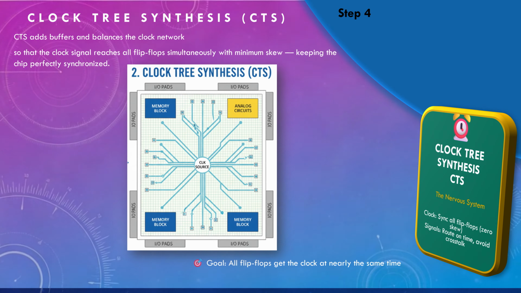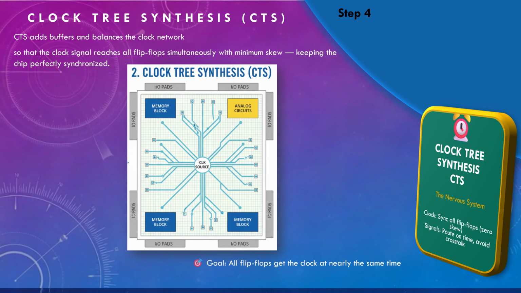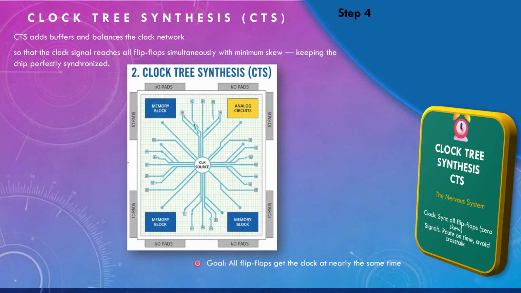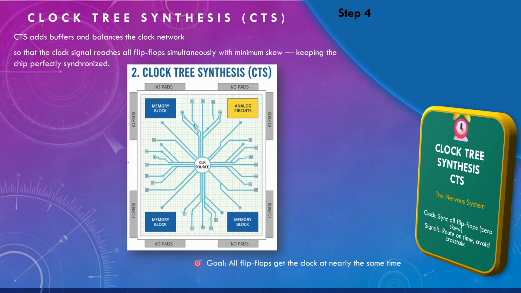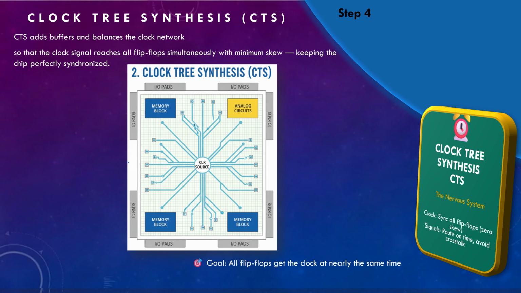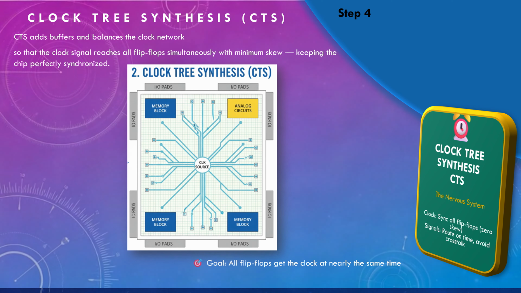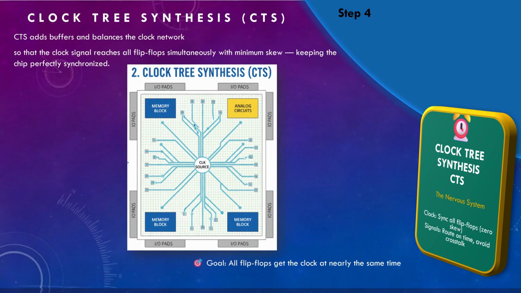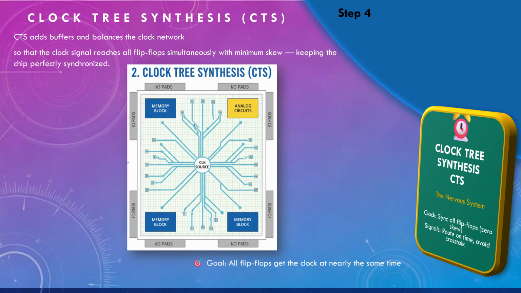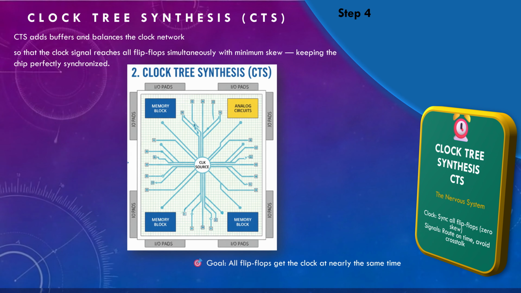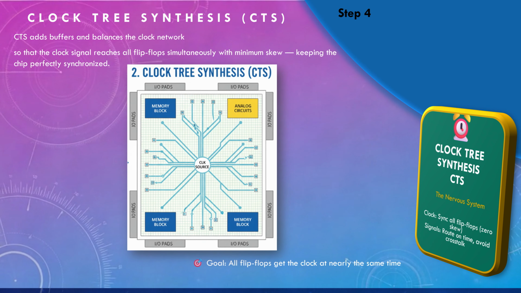Water from the main tank must reach every flat on every floor at the same pressure and at the same time. If the 10th floor gets water late or with low pressure, while the first floor gets it instantly, residents face chaos and complaints. To fix this, engineers add booster pumps and branch pipelines at key levels to balance the flow. Similarly, CTS adds buffers and balances the clock network so that the clock signal reaches all flip-flops simultaneously with minimum skew, keeping the chip perfectly synchronized.